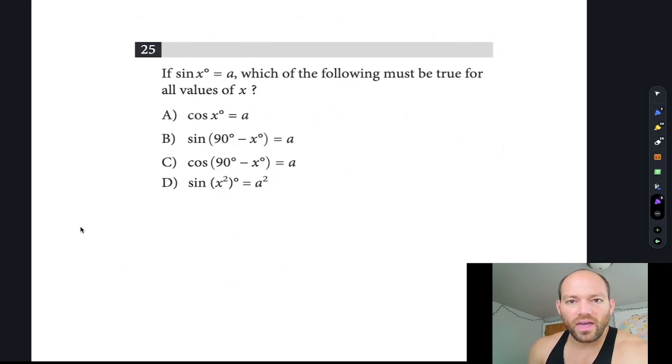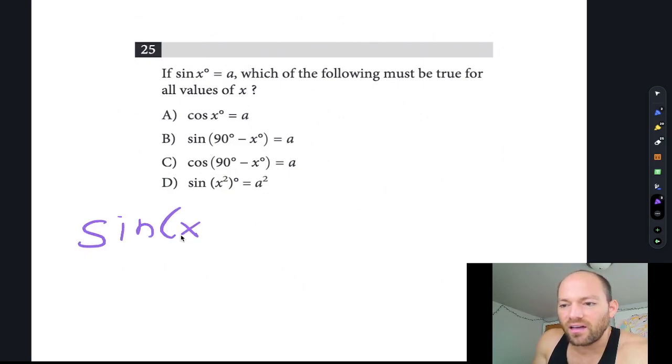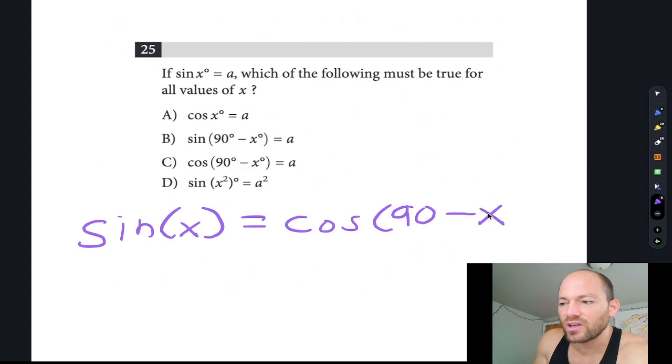Well, this is not a very creative way of testing this, but hey, whatever. Look, what are we talking about right now? We're talking about this, that sine of x is always equal to cosine of 90 minus x. That's just a thing, okay? Get to know it.